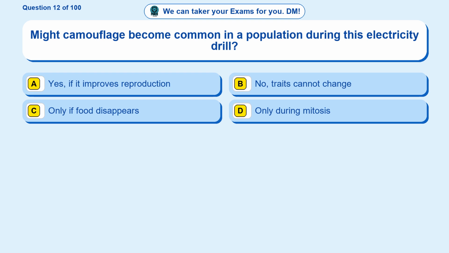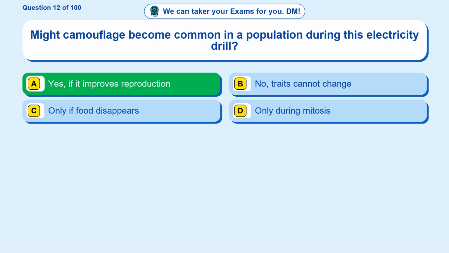Question 12. Might camouflage become common in a population during this electricity drill? Option A. Yes, if it improves reproduction. Option B. No, traits cannot change. Option C. Only if food disappears. Option D. Only during mitosis.